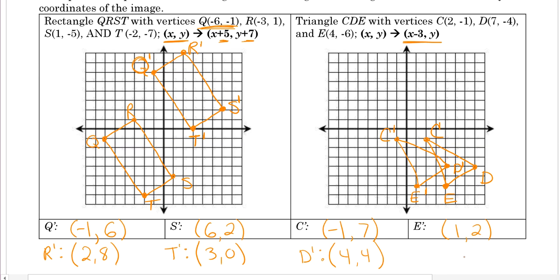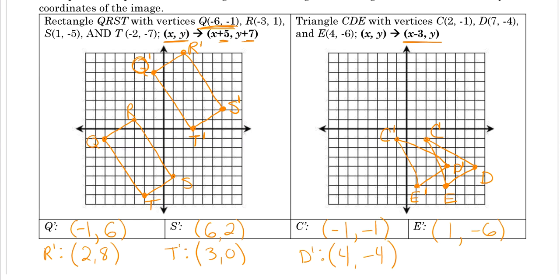And we can note our coordinates at the bottom of the graph. So C prime is at -1, 7. D prime is at 4, 4. I take that back, those are not correct. Hold on one moment. Okay, we're back with you. It wouldn't be a Malloy video if she didn't make a mistake. So C prime is at -1, -1. D prime is at 4, -4. And E prime is at 1, -6.